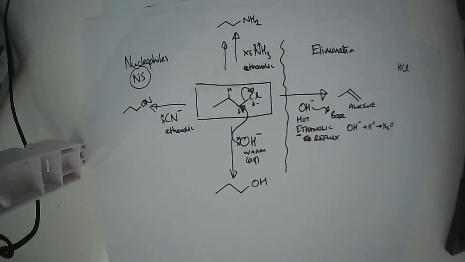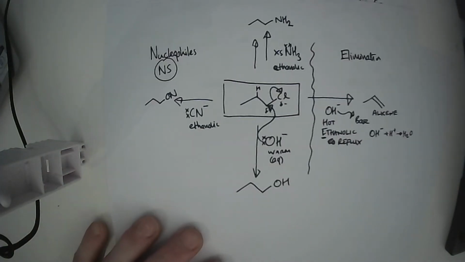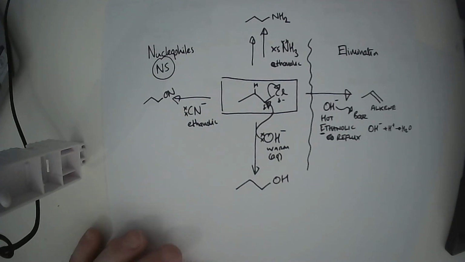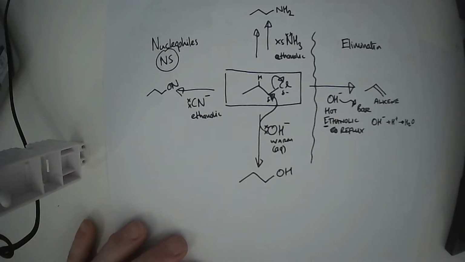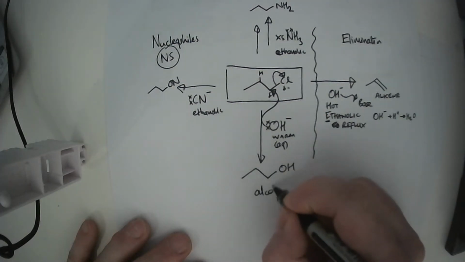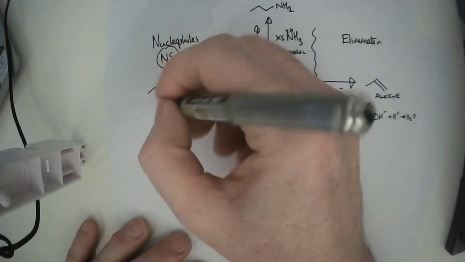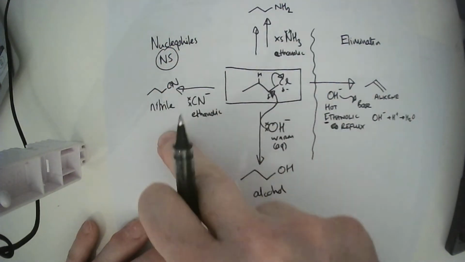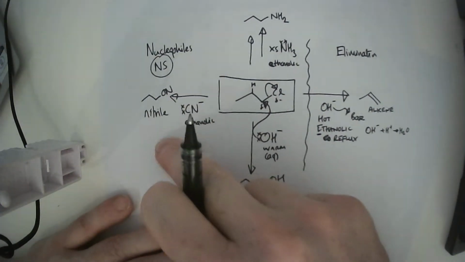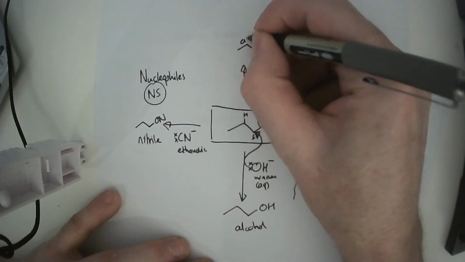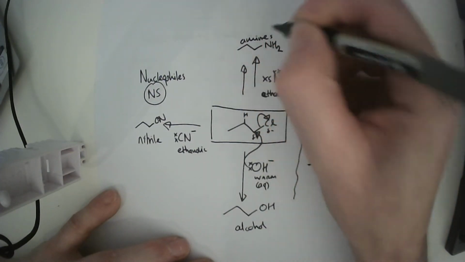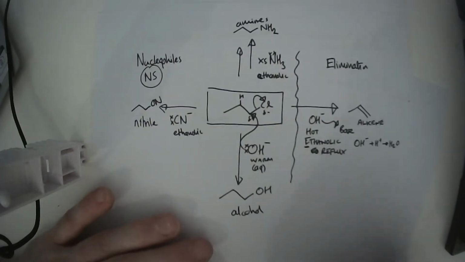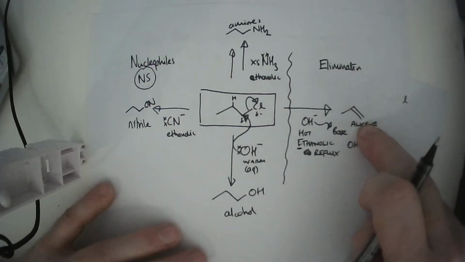Alright, so these are the things that you can do to a haloalkane. You can turn them into alcohol. You can turn them into nitrile, very much an A2 molecule, and you can turn it into amines. Again, you do a lot more about amines next year in year 13. And you can turn them into alkenes.